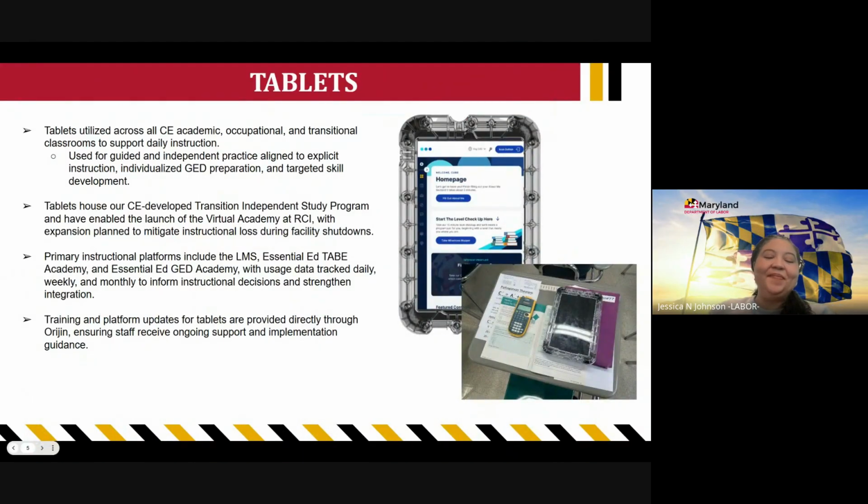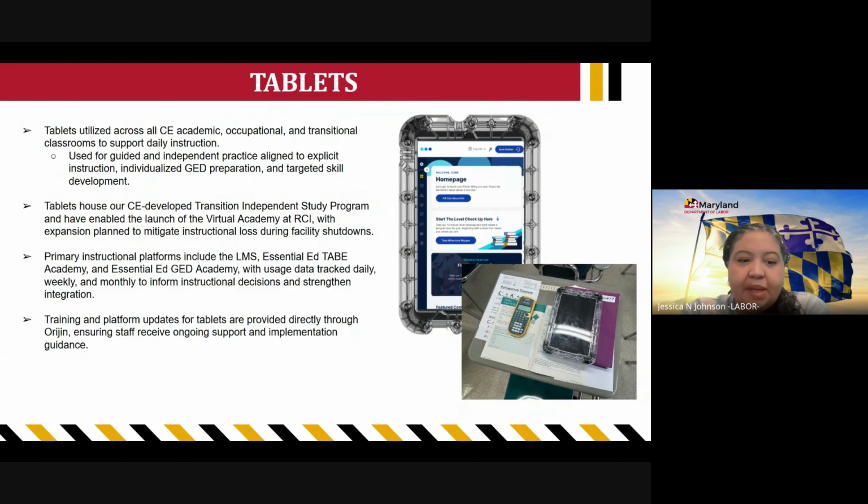And this usage is tracked daily. The principals and I, when we do our monthly check-ins, look at who's using the tablets, how much, and what the outcomes are. Origin has made some adjustments as of late to really help us ensure that we're looking at the right things and help teachers make those instructional decisions.